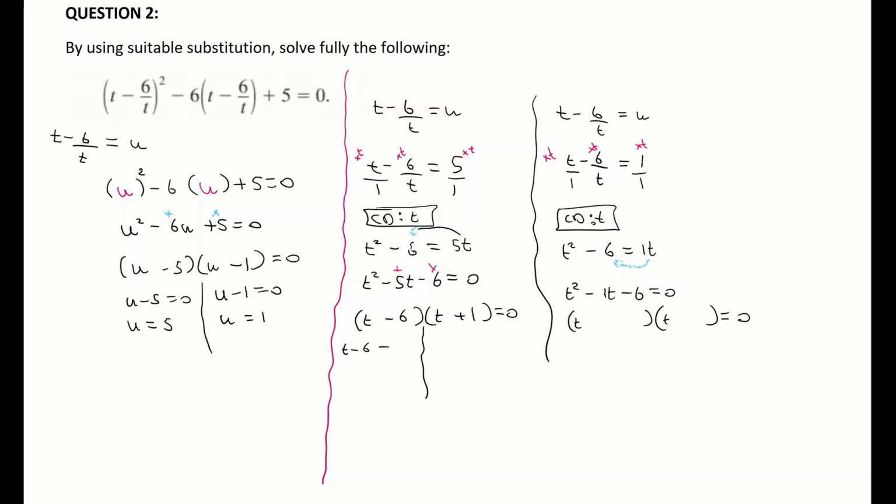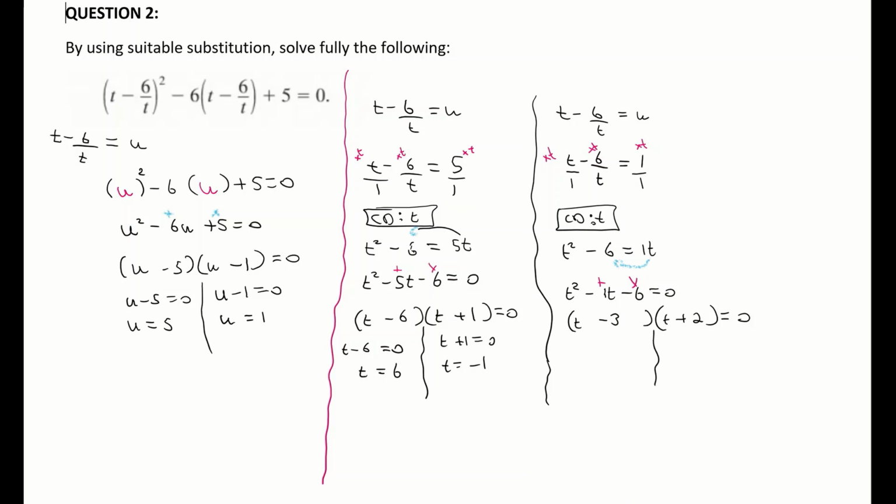T minus 6 is equal to 0, so therefore t is equal to 6. T plus 1 is equal to 0, t is equal to negative 1. And don't forget I have my second quadratic over here on the right hand side. So two numbers that multiply to negative 6 add to negative 1. And that is minus 3 and a plus 2. Minus 3 multiplied by 2 is minus 6. Minus 3 plus 2 is minus 1.